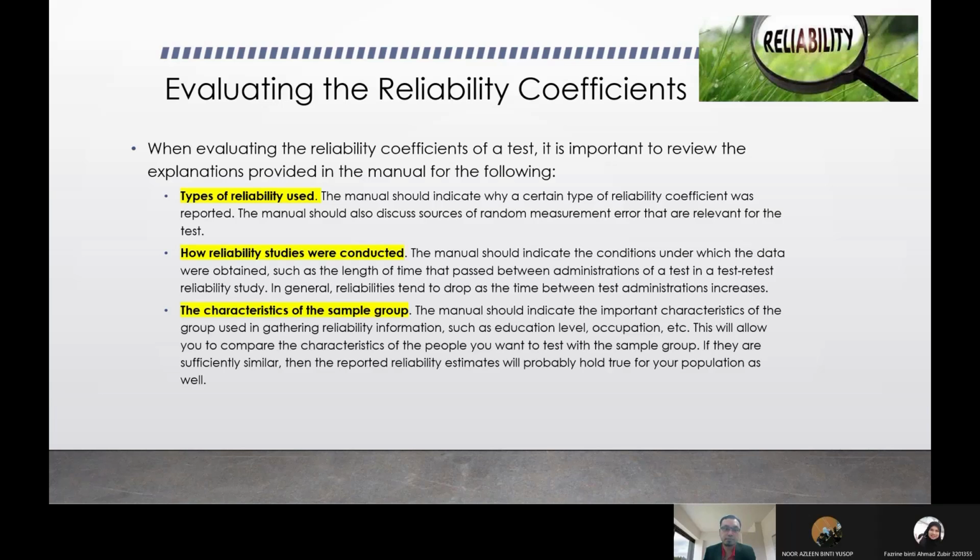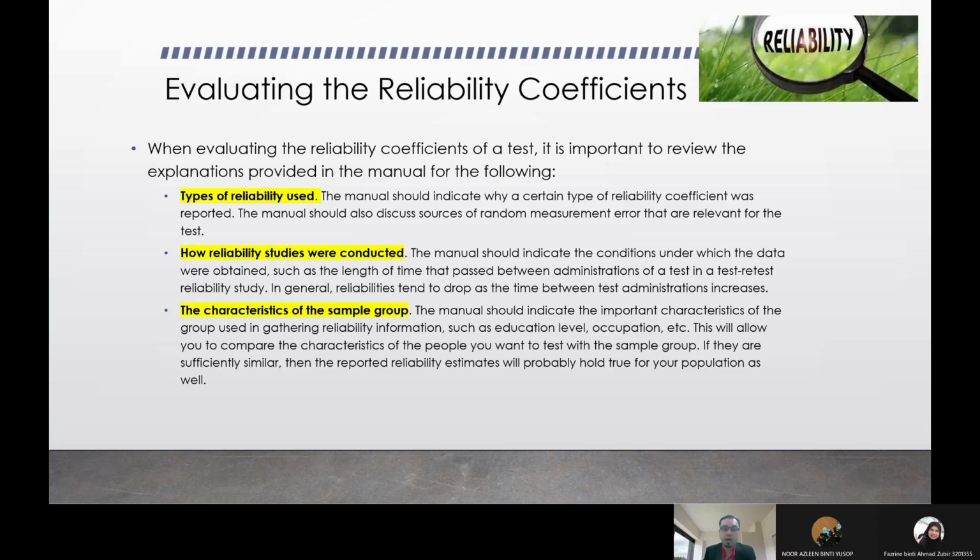The first one is types of reliability used. The manual should indicate why a certain type of reliability coefficient was reported. The manual should also discuss sources of random measurement error that are relevant for the test.